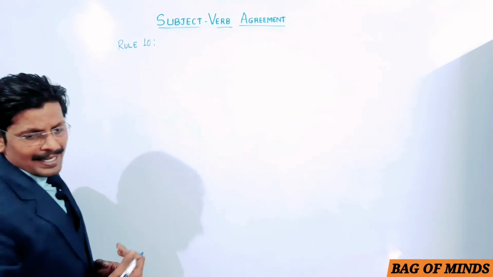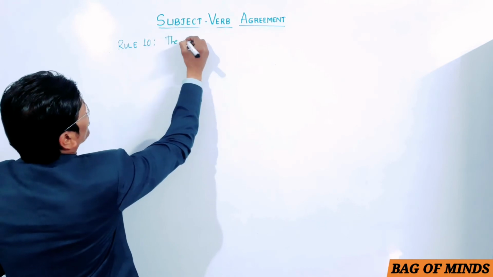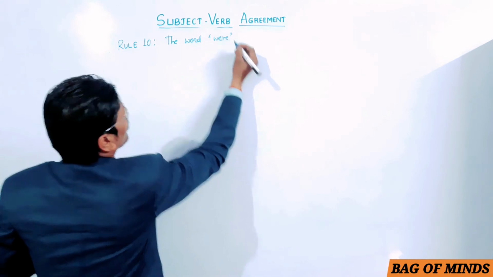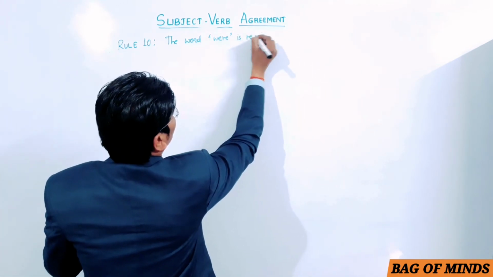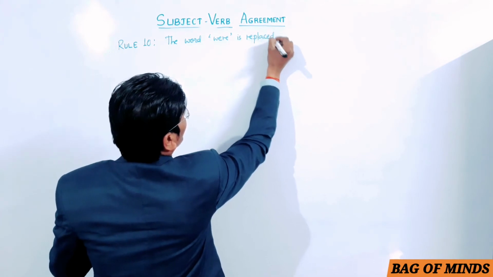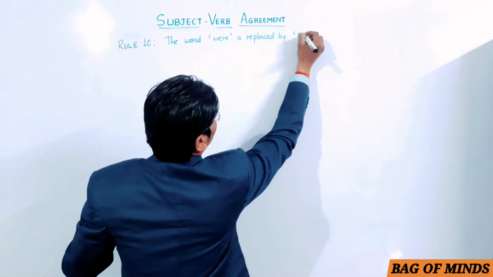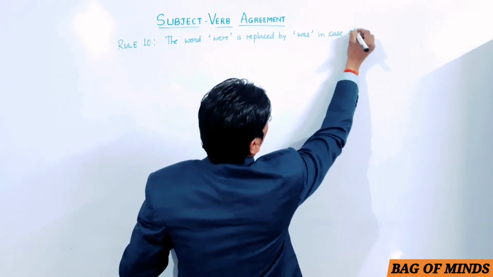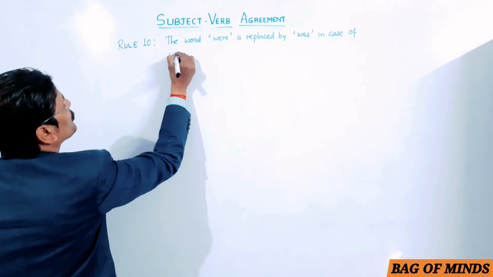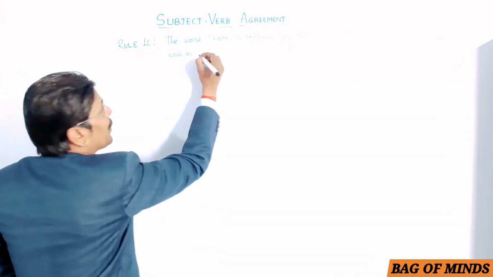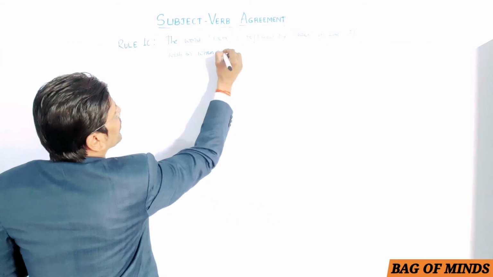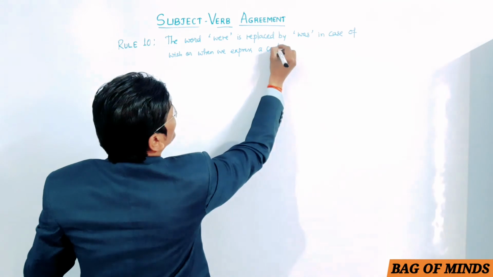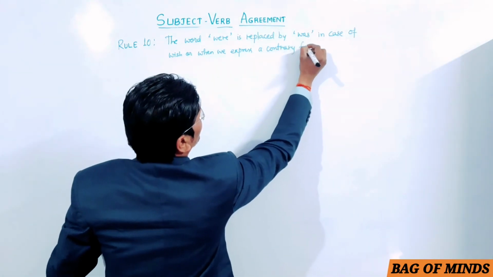Now, rule number 10 says the word "is" is replaced by "were" in case of wish or when we express a contrary fact.